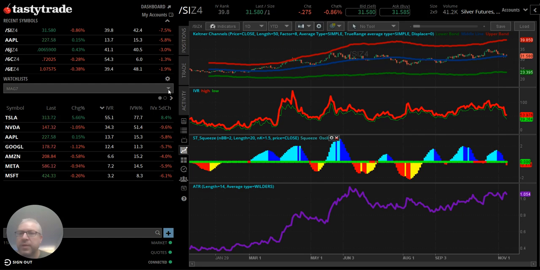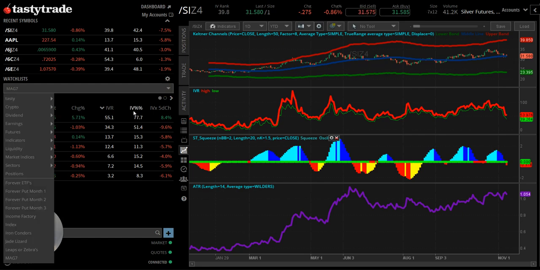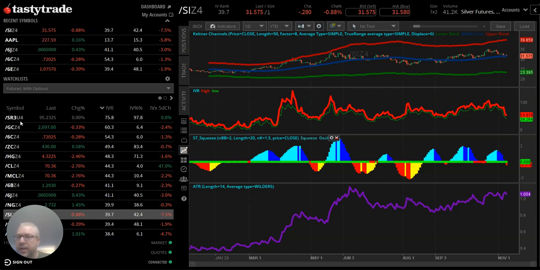First of all, open Tasty Trade, search for SI. If you don't have it, go to watch list right here, and in watch list, click on futures, and in futures, scroll all the way down to right here. You see futures with options. And in here, just search for this one, /SI. See the price today, down almost 1%, 0.9.